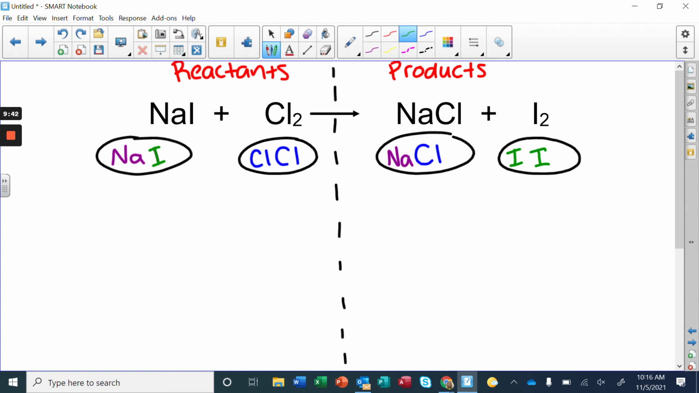So let's start counting and adding our bubbles. On the reactant side, I have 1 sodium, so we're good. On the product side, I have 1. They balance each other out. On the reactant side, I have 1 iodine. And on the product side, I have 2 of them. So since the reactant side has less iodine, I need to add a bubble on the reactant side.